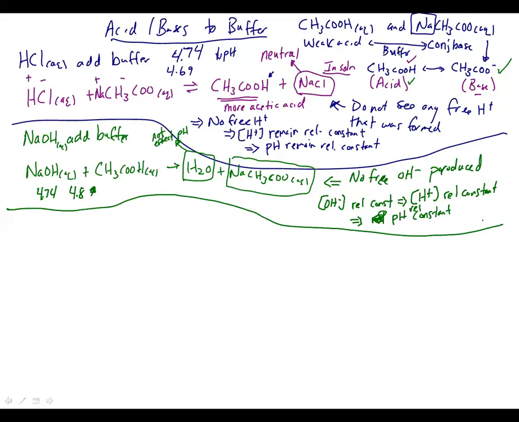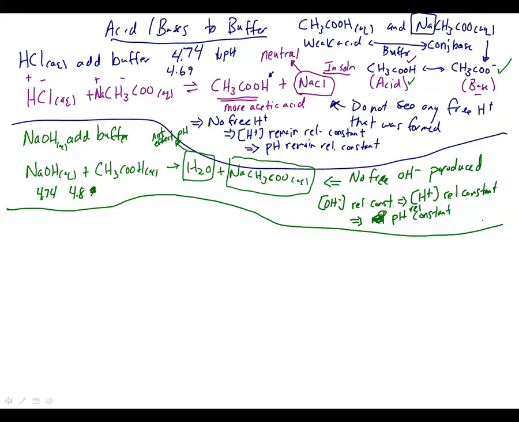When you add an acid, it will use up a little bit of the base part of the buffer and make more of the acid part, and vice versa. When you add a base, it will use up a little bit of the acid part of the buffer and make some more of the base part. But the ultimate way a buffer is able to maintain the pH is that it prevents the production of free H plus or free OH minus in those solutions. And by keeping those concentrations relatively constant, it in turn keeps the pH relatively constant.